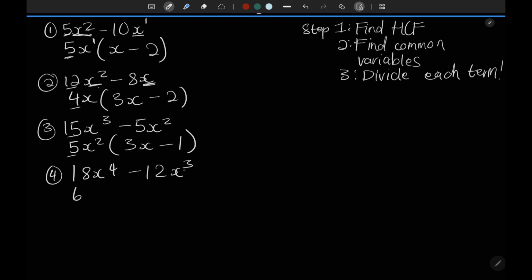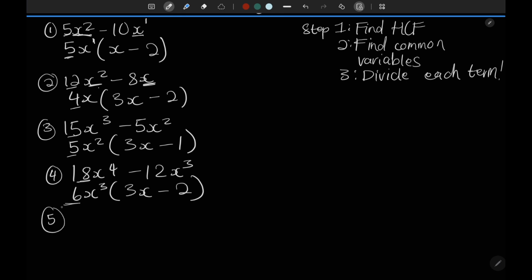Which variable has the smallest power? It's x cubed. So x cubed, open your bracket, 18 divided by 6 is 3. 4 minus 3 is 1, so you write down your x. Negative 12 divided by 6 is negative 2. Let's move to our variables. We have x cubed and x cubed. 3 minus 3 is 0, so there's nothing. That is your final answer.